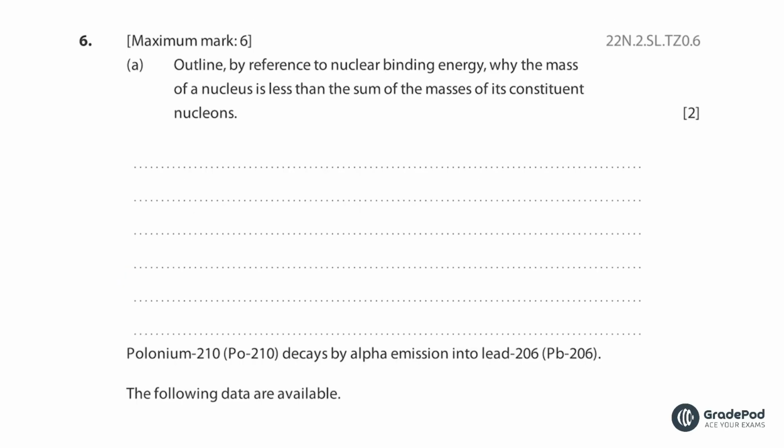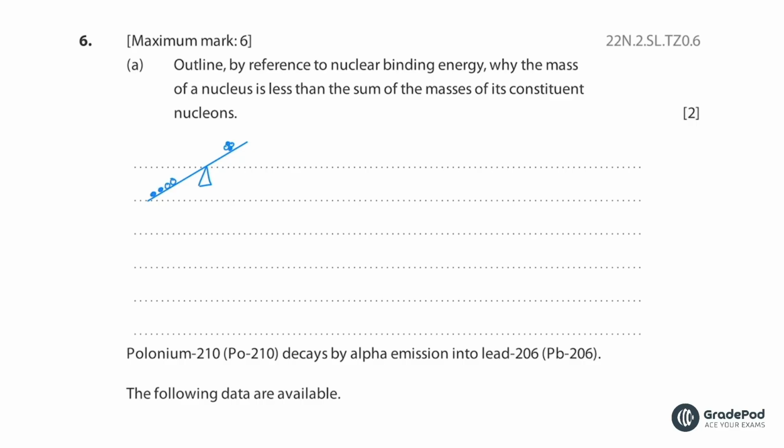Question 6. Outline by reference to nuclear binding energy why the mass of a nucleus is less than the sum of the masses of its constituent nucleons. That will bring you back to this diagram we had in step 1, and it was an imaginary scale. And if we put the mass of the nucleus on one side, when they're all bound together, it actually weighed less than the sum of the constituent parts.